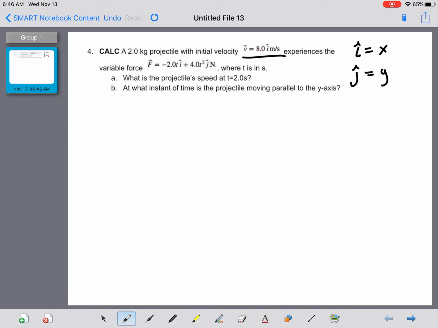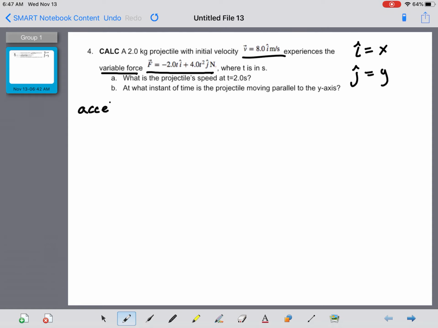What this tells me is that I've got an initial velocity in the x world, and I don't have an initial velocity in the y world. I am also given this information about the force. Now notice it says variable force. What that tells me, if it's a variable force, is that my acceleration is non-constant.